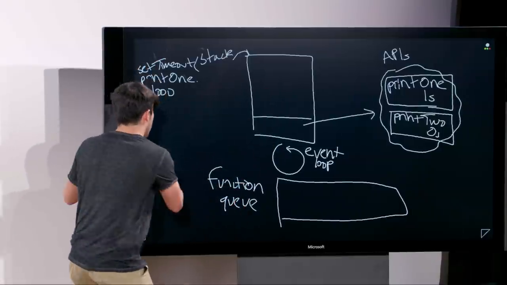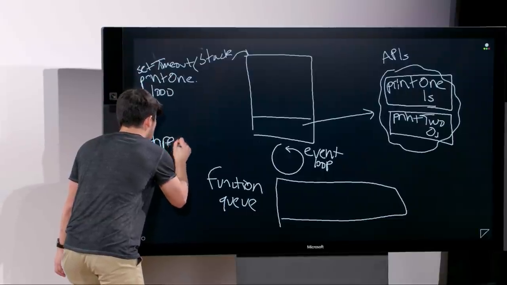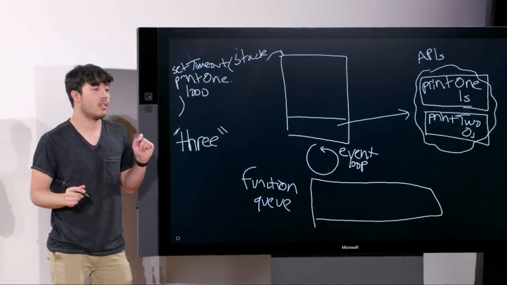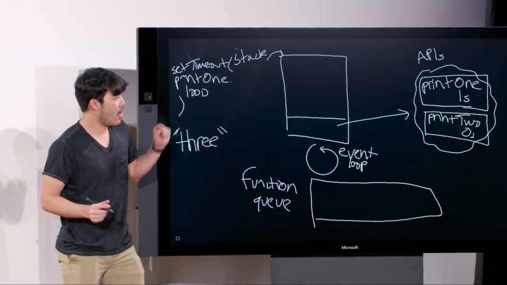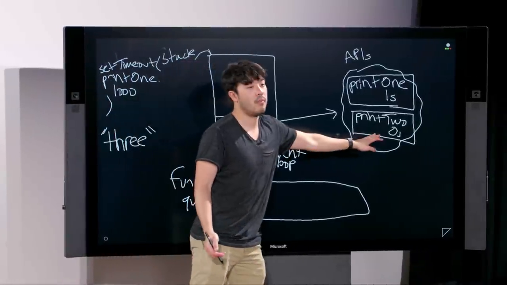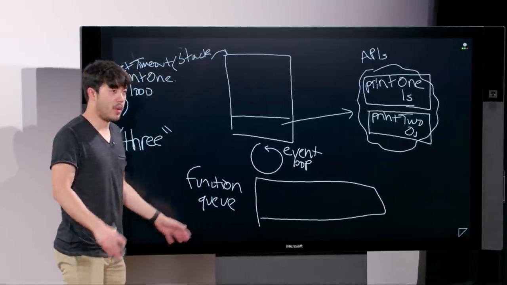And so 3 gets console.logged. And then the state of the world is basically this, because all of this happened very, very quickly. Is everybody with me so far?